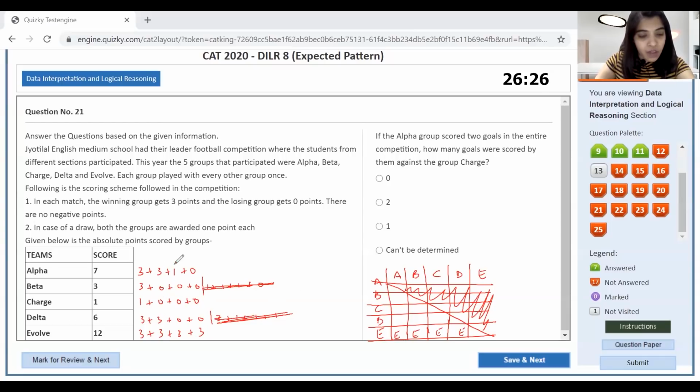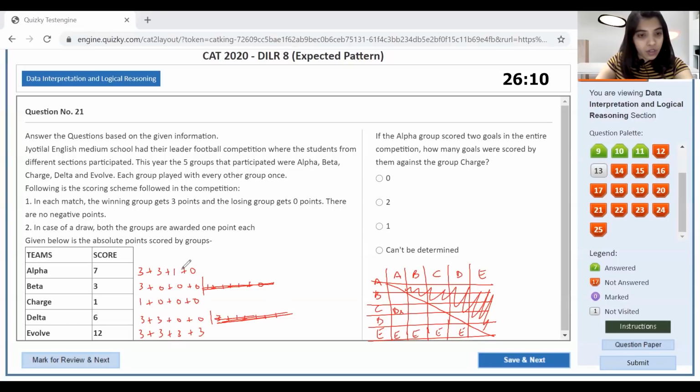So we can clearly see we have 2 draws here, right? So what does it mean? Alpha and Charlie drew against each other. There's no other possibility, right? Because anybody else would have also had another draw. So we can say that Alpha and Charlie were drawn.